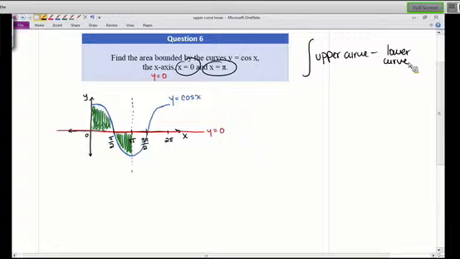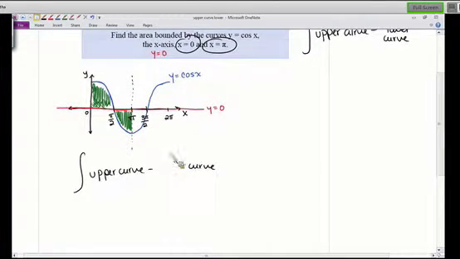Okay? Now keep in mind we have two green shaded regions, therefore we're going to have two separate integrals, and we're going to add them up. So just to write it out, we're going to have the integral of the upper curve minus the lower curve. You can label this like region 1, Roman numeral 1. Let me write this out neater.